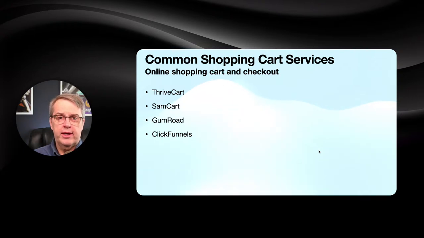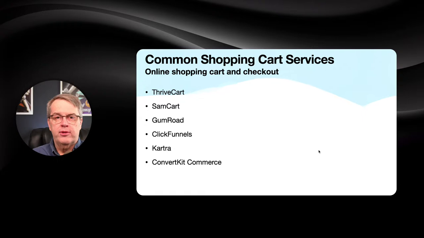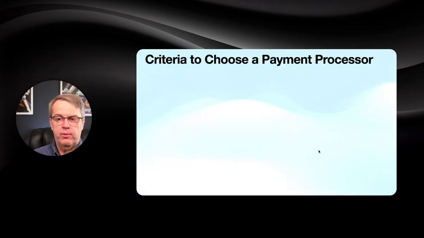It's also, like I said, a sales engine that gets people to the part where they need a payment processor. Kartra is kind of an all-in-one service, and it has shopping cart services in it. ConvertKit Commerce: if you work with an email provider like ConvertKit, they also have a shopping cart. Some email providers have shopping carts, not all of them, but ConvertKit is one. So if you're already using ConvertKit, or it's an email service you're going to use, you may want to integrate it with their commerce platform.